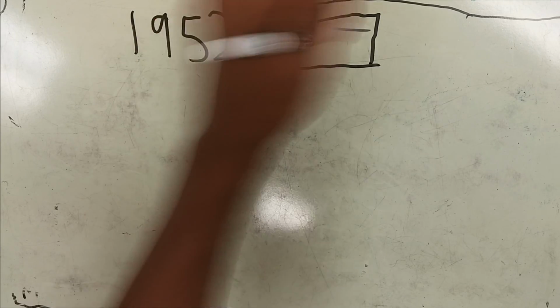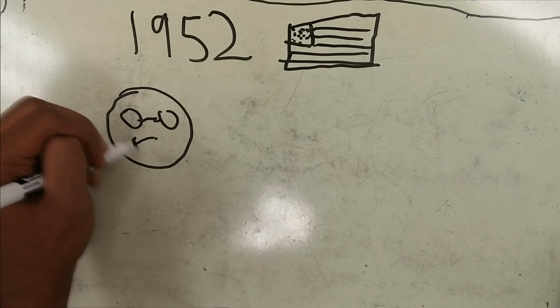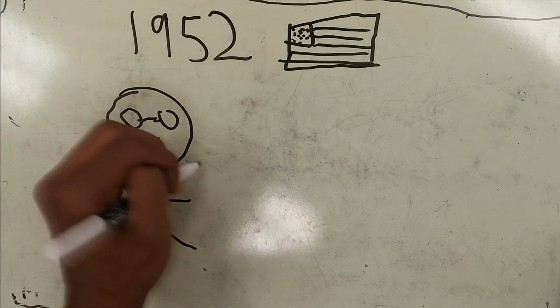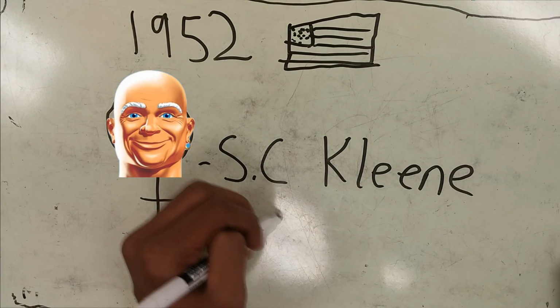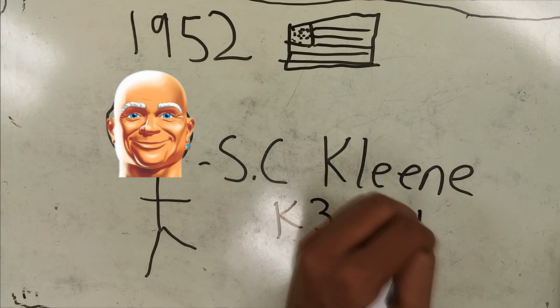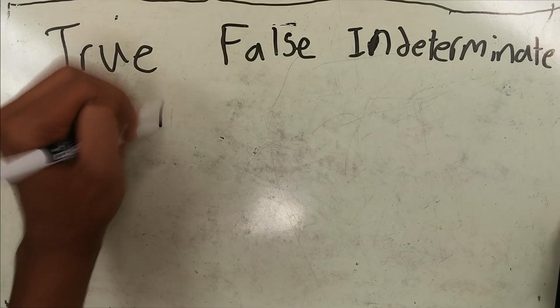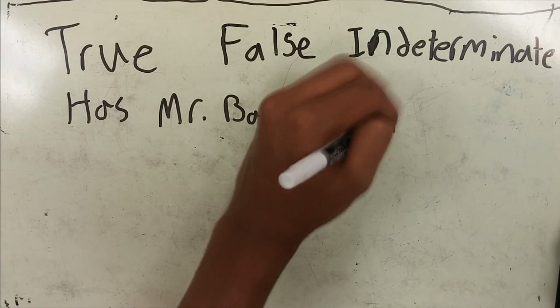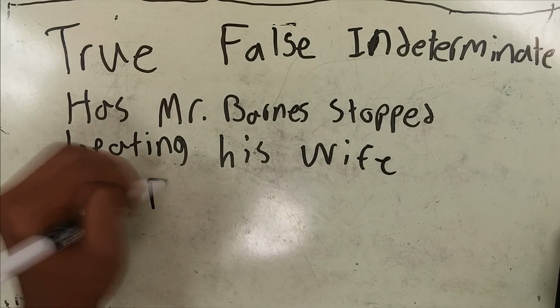Well, in 1952, an American logician by the name of S.C. Kleene devised a three-valued logic system called K3. In his system, a sentence can have any of three truth values, true, false, or indeterminate. In Kleene's system, the statement, "Has Mr. Barnes stopped beating his wife?" would be indeterminate since we can't know or can't define whether it is true or false.